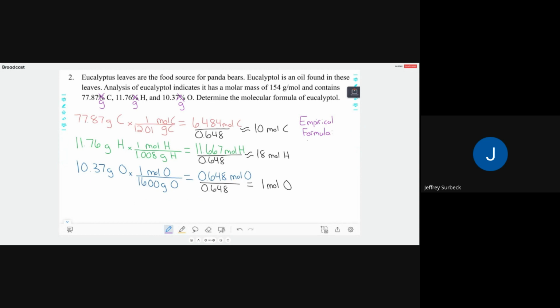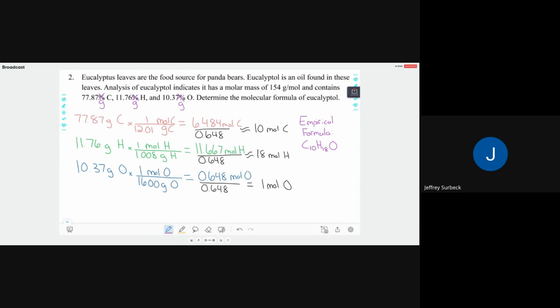So we'd have carbon, and there's 10 moles, so the subscript would be 10. There is hydrogen, which has 18 moles, so the subscript is 18. And then our oxygen, there's only one O for oxygen, so we'd simply put O. All right. So right here, this is our empirical formula for eucalyptal. All right. So this answers one of the questions to allow us to get to the molecular formula.